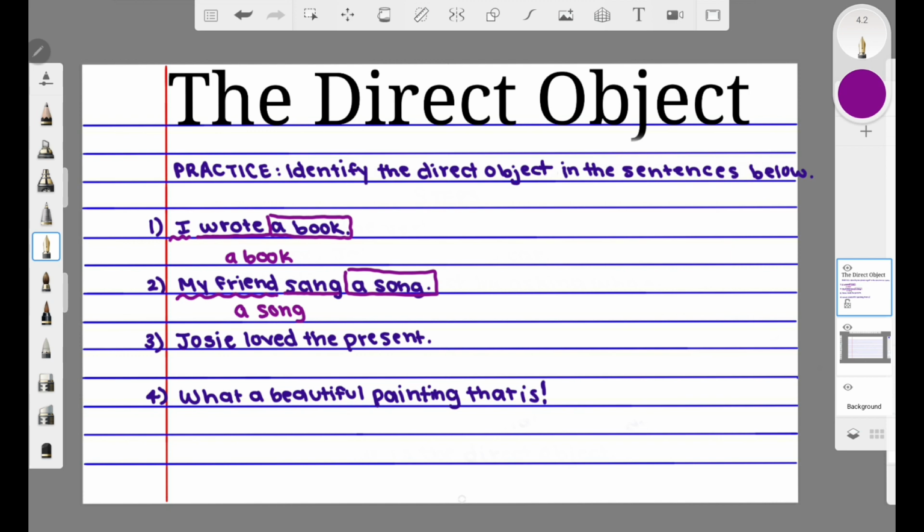Number 3, Josie loved the present. Loved is our verb. Who loved? Josie loved. That's our subject. And she loved what? She loved the present.